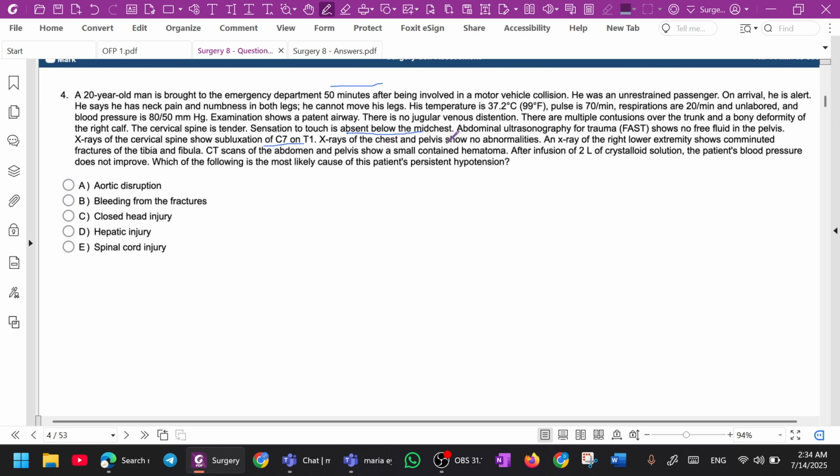X-ray of the chest and pelvis show no abnormality. X-ray of the right lower extremity shows a comminuted fracture of the tibia and fibula. CT scan of the abdomen shows a small contained hematoma. After infusion of 2 liters of crystalloid, blood pressure does not improve. Which of the following is the most likely cause of this patient's hypotension?